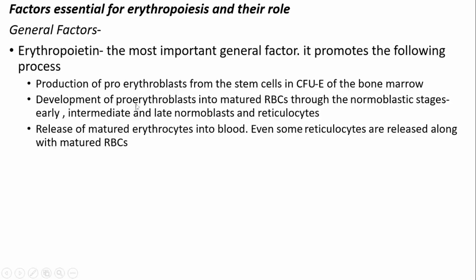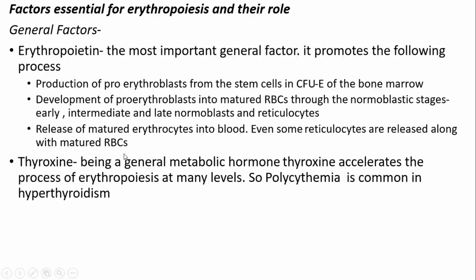Development of pro-erythroblast into matured RBC through the normoblastic stages: early, intermediate and late normoblast, and reticulocyte. Release of matured erythrocyte into the blood. Even some reticulocytes are released along with matured RBCs. Second is thyroxine. Being a general metabolic hormone, thyroxine accelerates the process of erythropoiesis at many levels. So, polycythemia is common in hyperthyroidism.